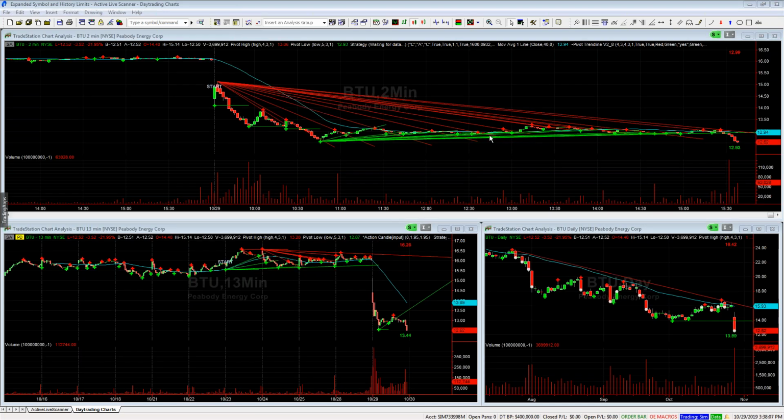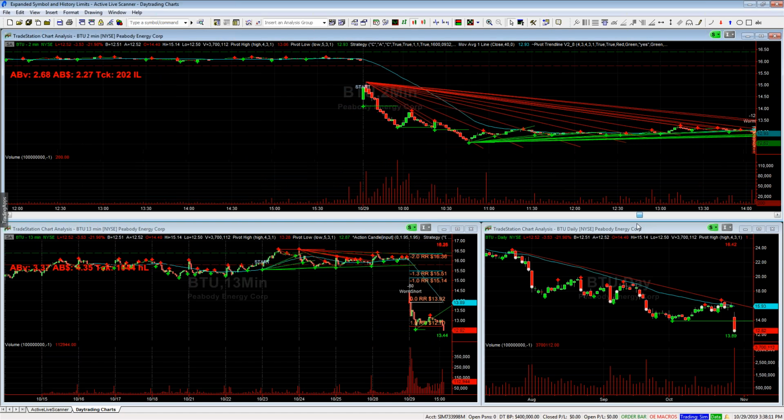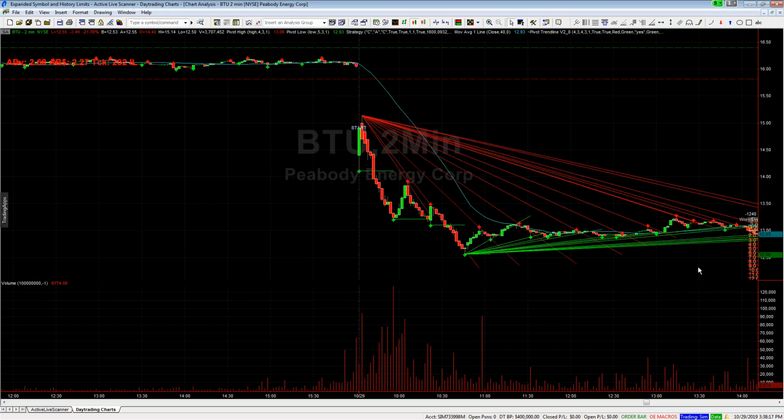First up is BTU. It triggered right here. It's almost impossible to tell. Sorry, it's so squished. Let me see if I can blow this up a little bit so it's a little bit easier to see, but even that's tough to see. But just leave it like that.